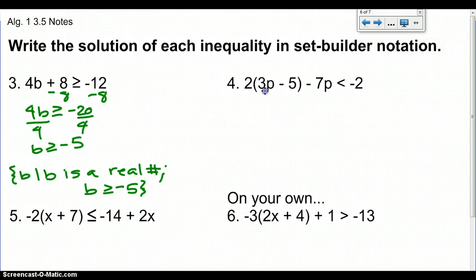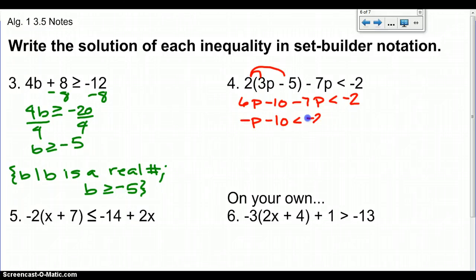So let's do number 4 together. The first thing we need to do is distribute the 2. So we have 6p minus 10, and then we have our minus 7p is less than negative 2. Since the p's are on the same side, we just combine them. So we get negative p minus 10 is less than negative 2.